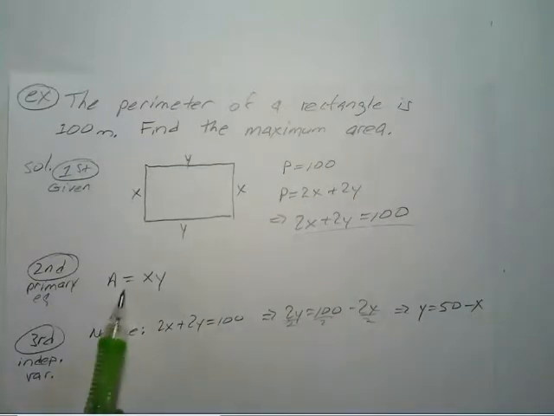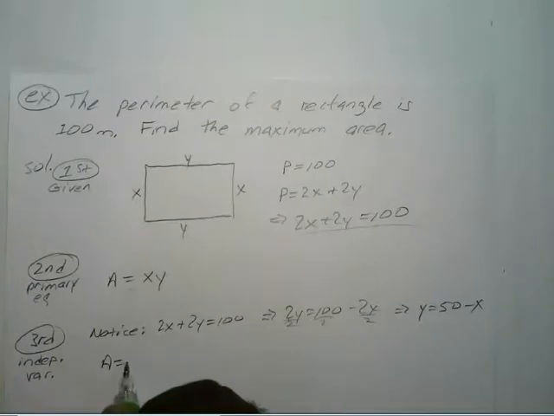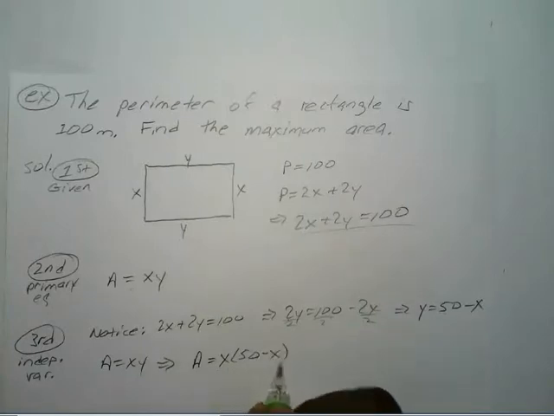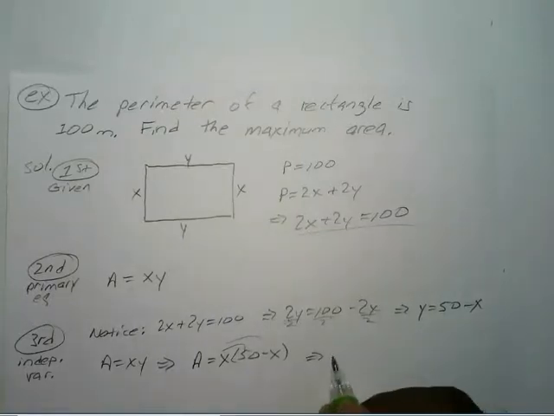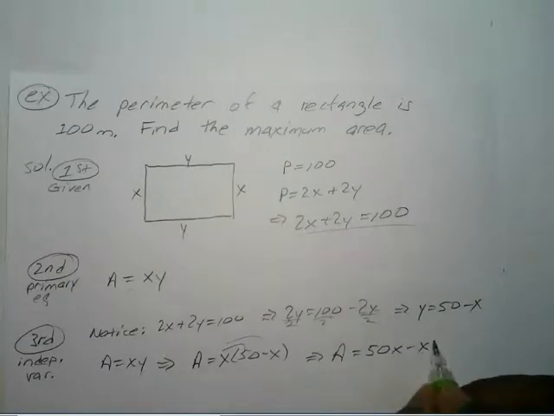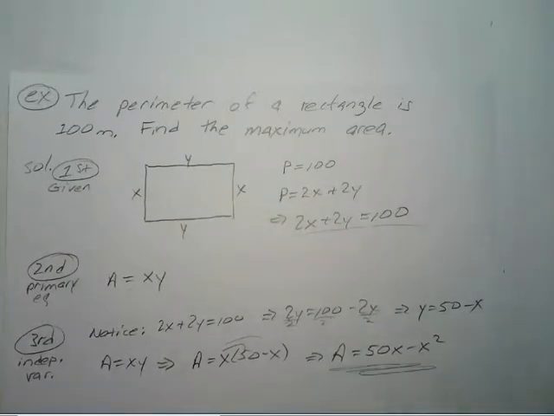So that means we can get our primary equation, A equals x times y, and we can replace that y with 50 minus x. So that's A equals x times 50 minus x. If we distribute that x, we have our area is equal to 50x minus x squared. So we have our primary equation, but with just one independent variable. That helps us a lot.